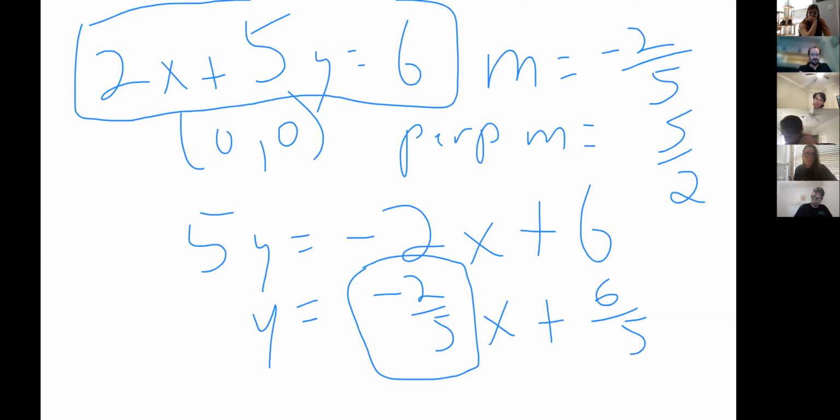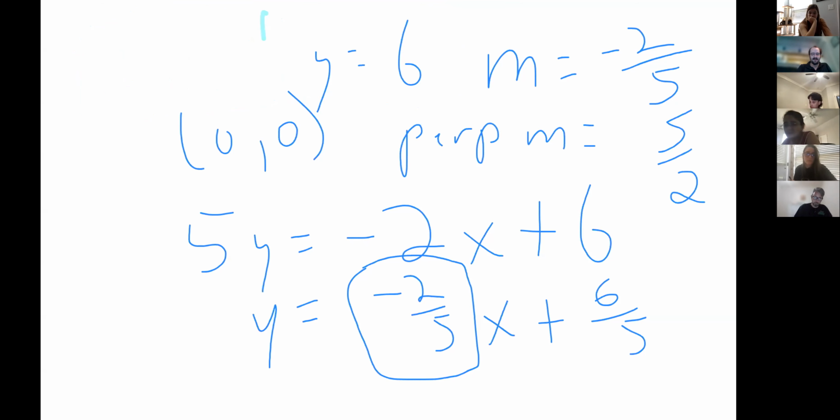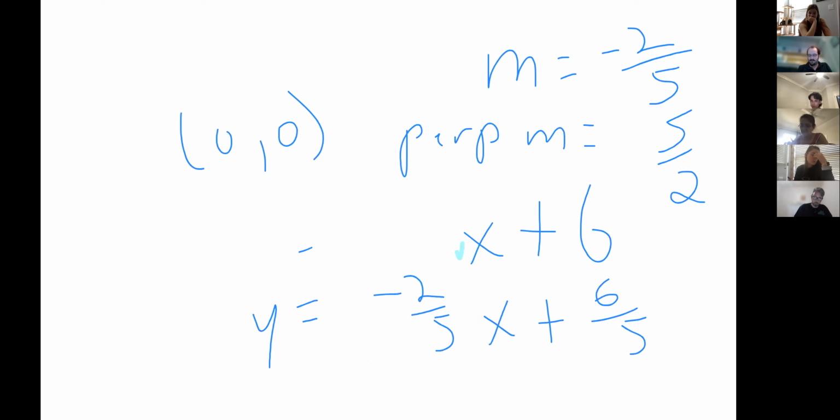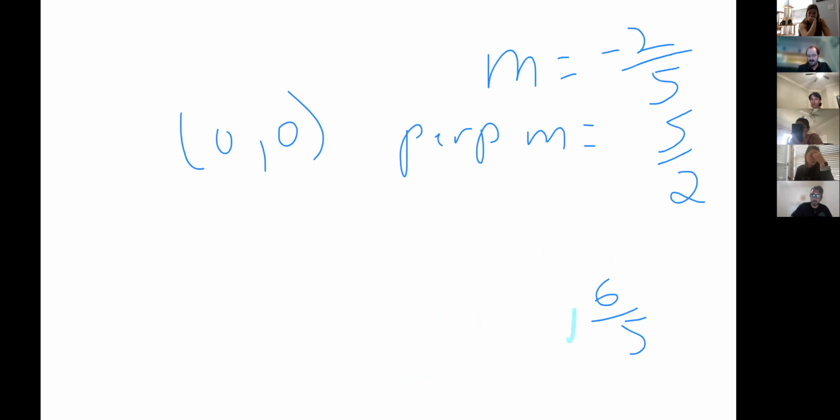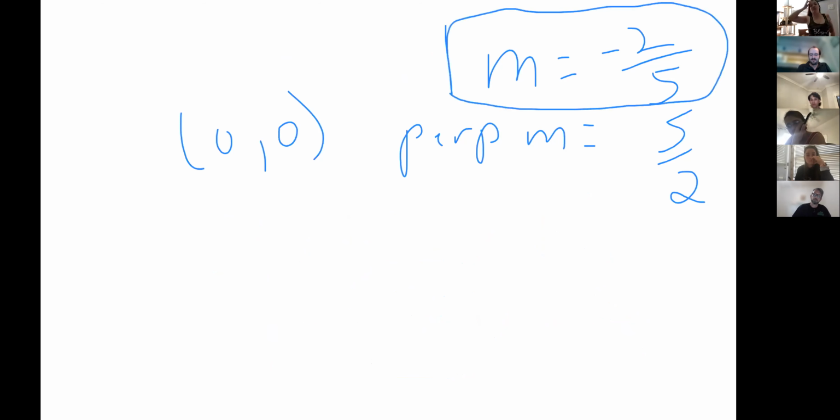Okay, so this is my first line. I'm going to get it out of the way. This was my first line, and I did all of that just to get the slope. This was the thing I was really interested in. This is coming from my first line.